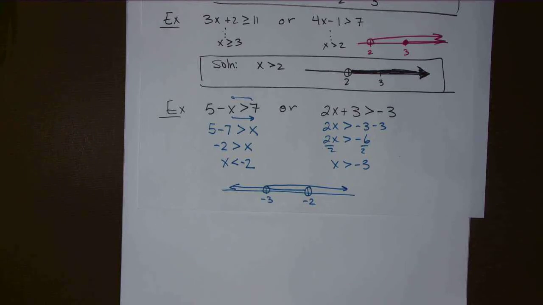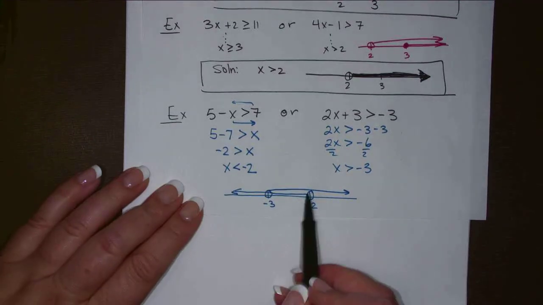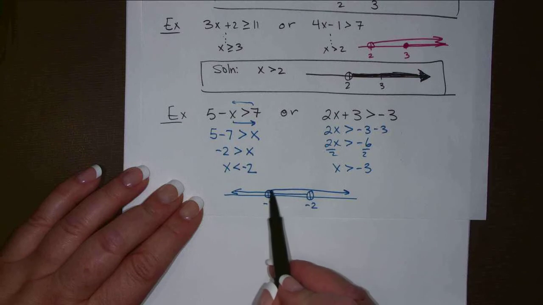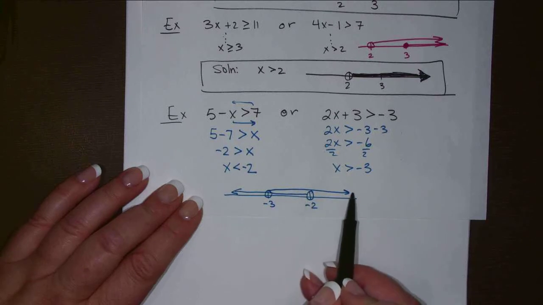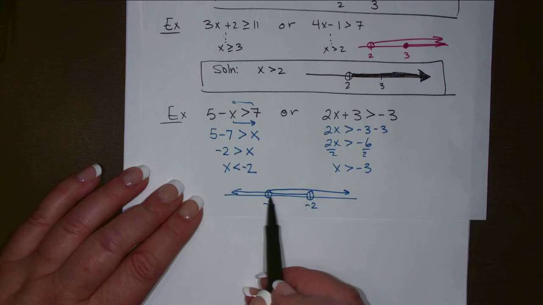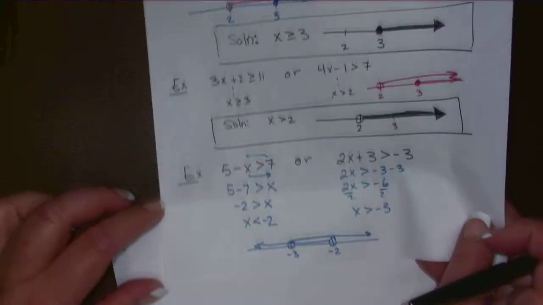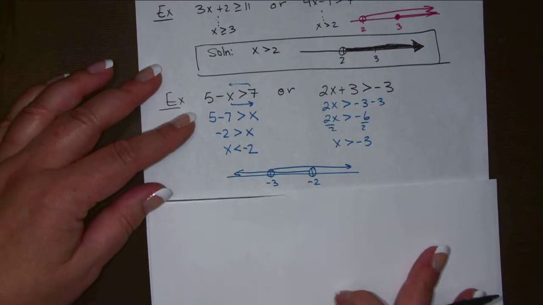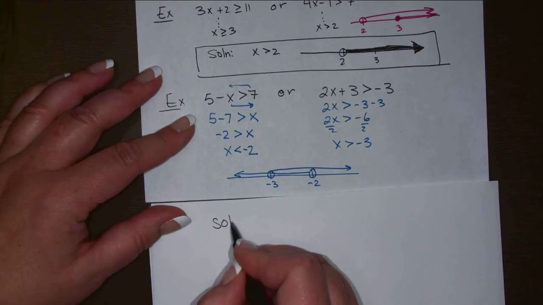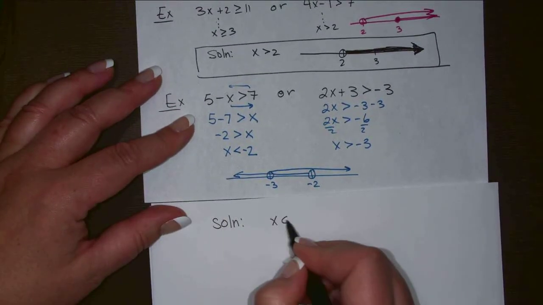All real numbers. Everything's included. The 2 wasn't, the negative 2 wasn't, but once we put this line through, didn't that go through negative 2? Yeah, so now the negative 2 is included. And the same going this way. So our solution will be x is an element of real numbers.